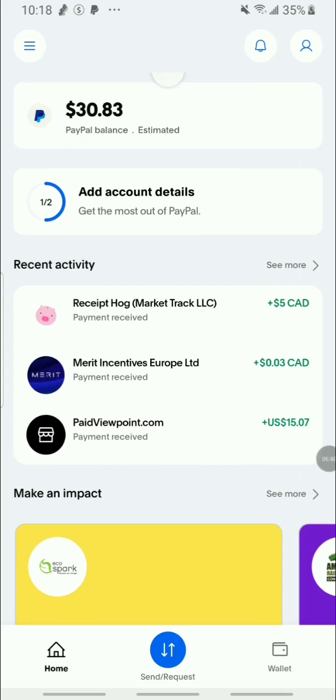I will be posting this $5 Receipt Hog cash out on my YouTube post, so you can have an example of my recent cash out, how much it is, and which money making app I got the cash out from. Once the Receipt Jar cash out has been processed and sent to my PayPal, I will post the PayPal receipt so that you can see the earnings I've got.